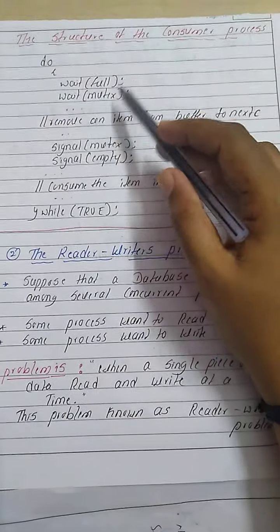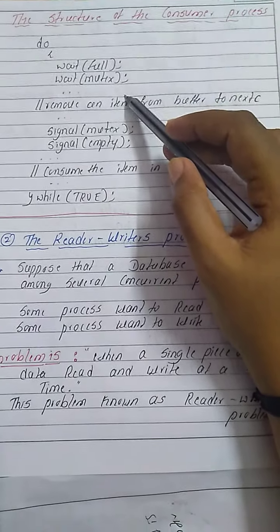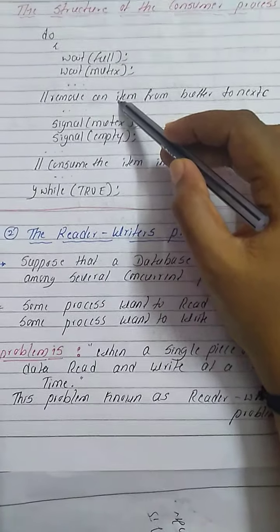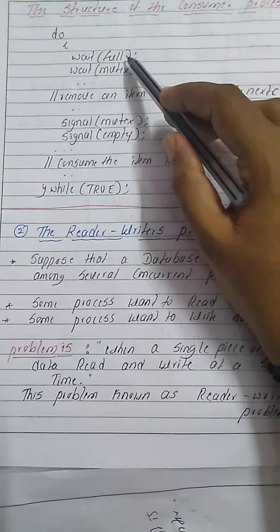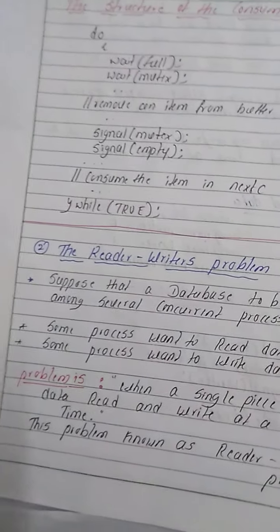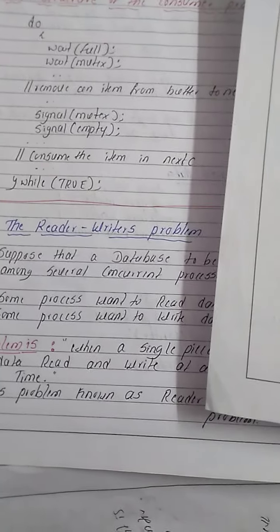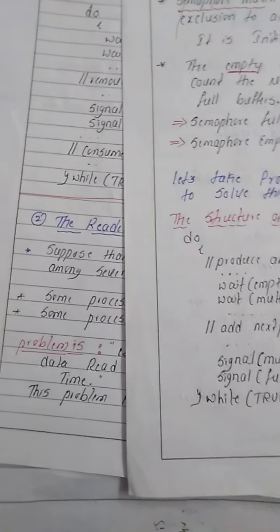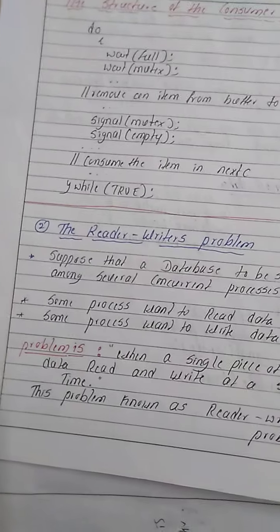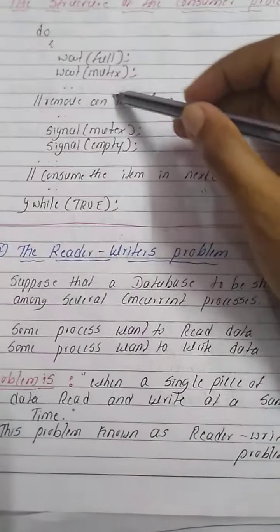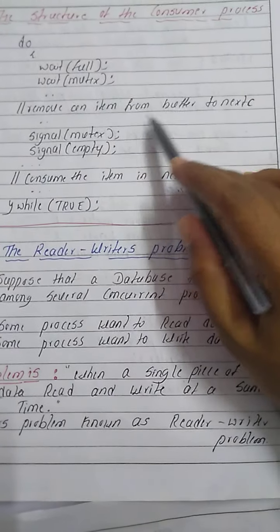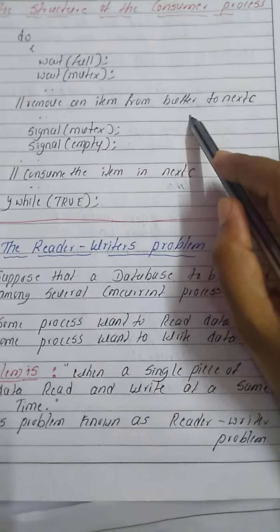Consumer means it consumes the item which is present in the buffer. So wait full. The full value was 1 previously, and it becomes 0 because wait decrements it. Mutex is 1 initially, and it becomes 0. When both have become 0, remove an item from the buffer.